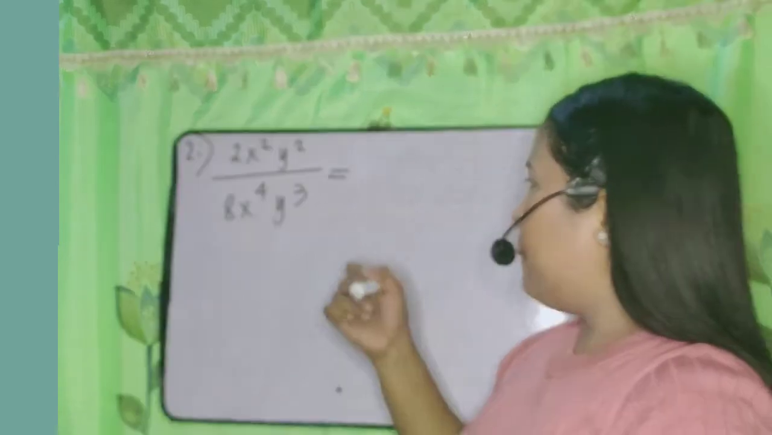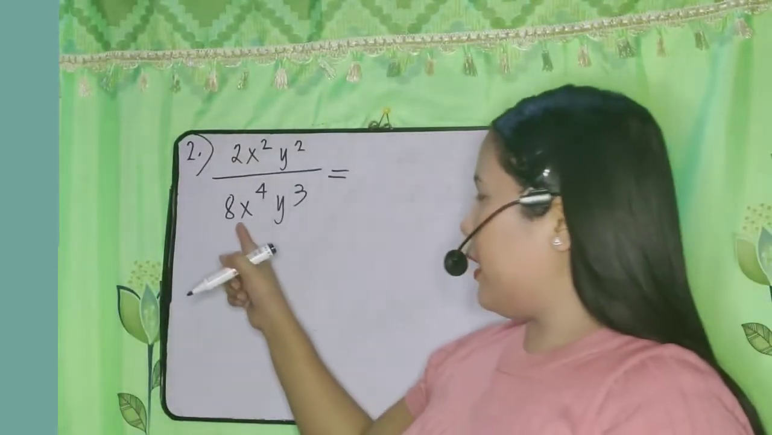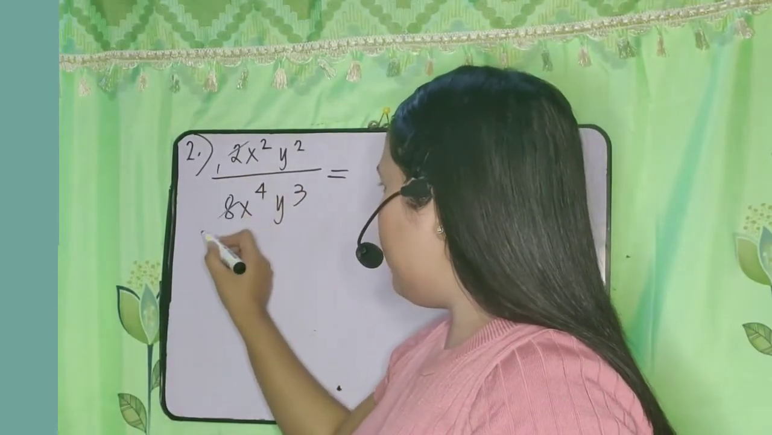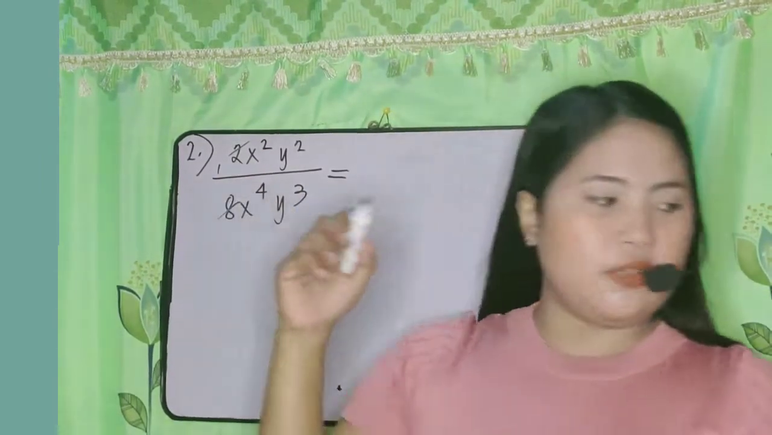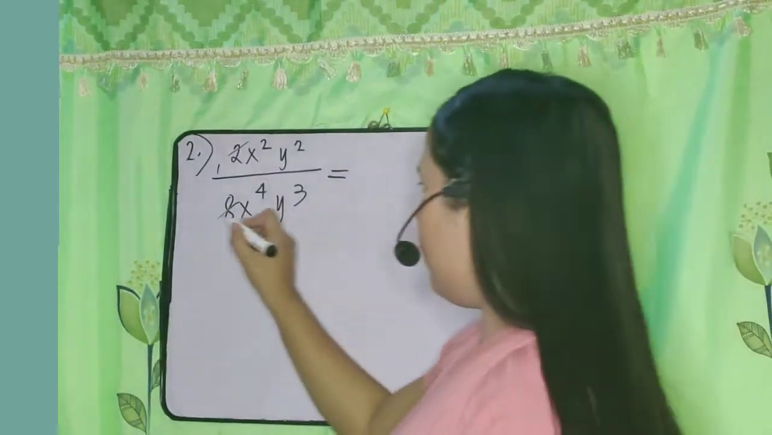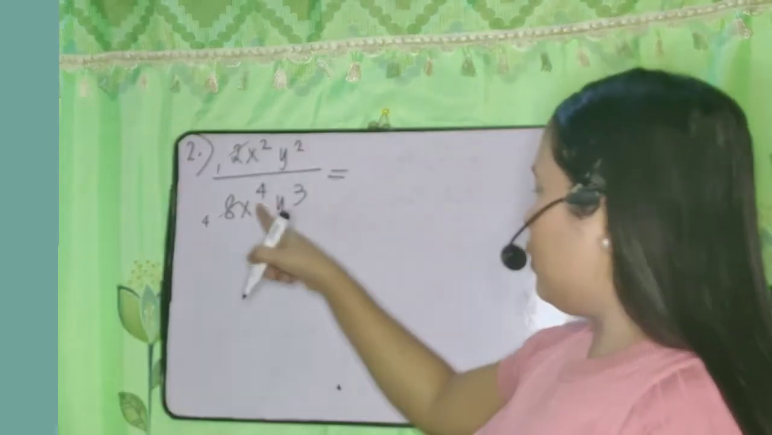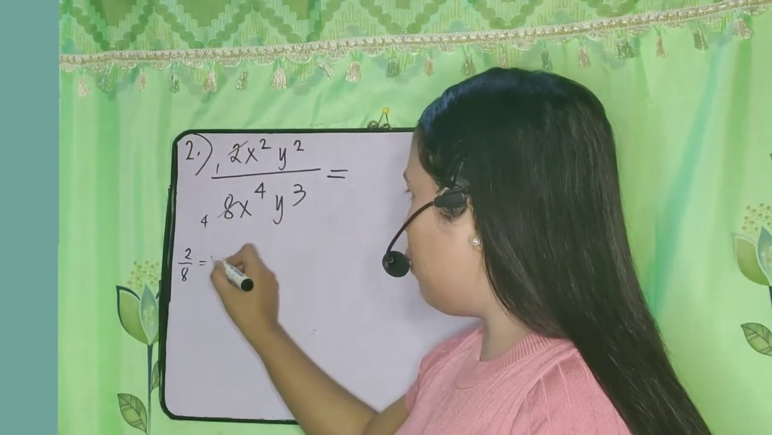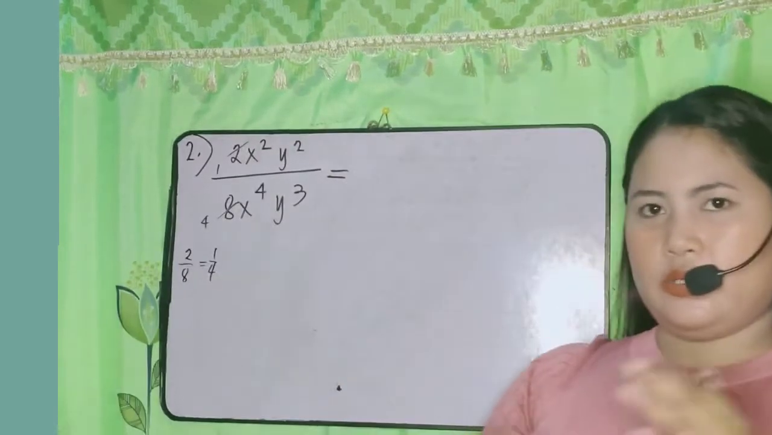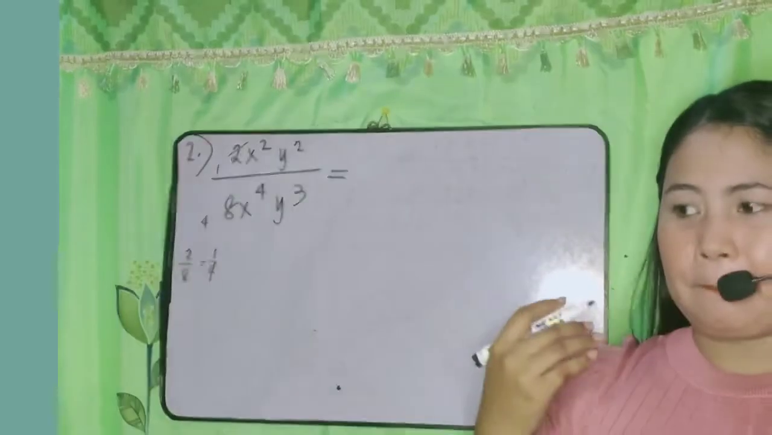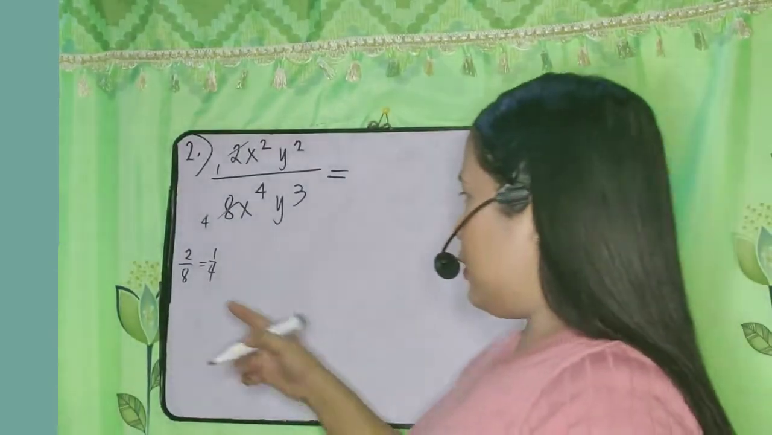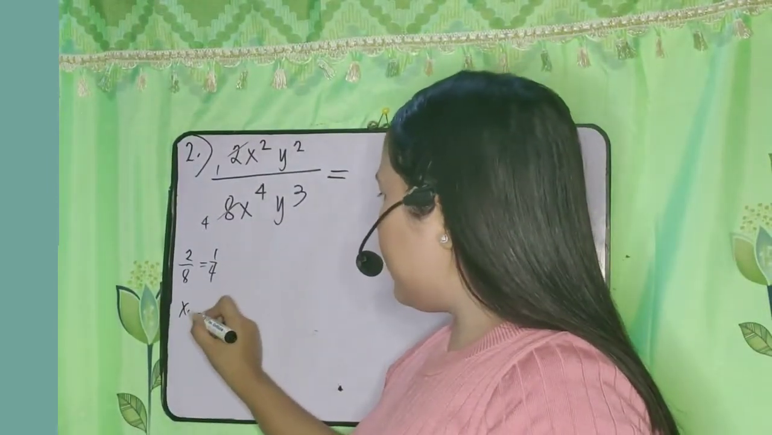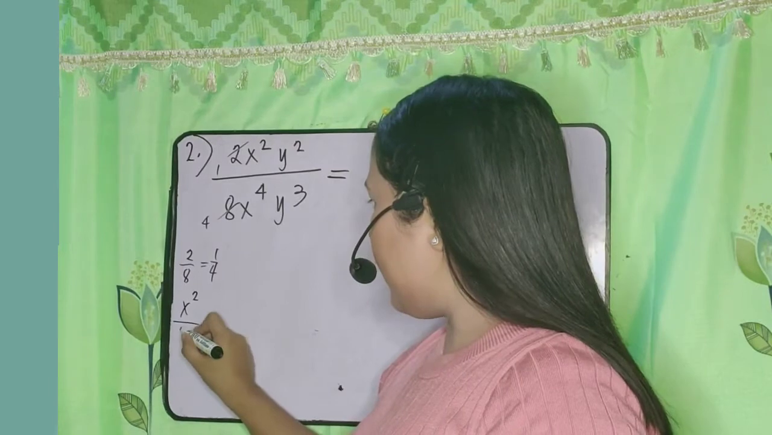Since 2 divided by 8 gives a fraction, dividing 2 over 8 leaves 1 over 4. So 2 over 8 becomes 1 over 4. Then we simplify the proper fraction by dividing both sides by 2, so we have 1/4. Then for x, we have x squared over x to the 4.